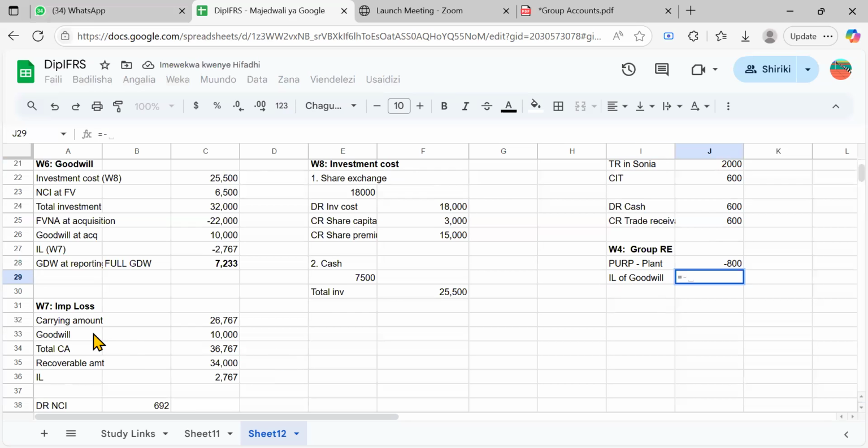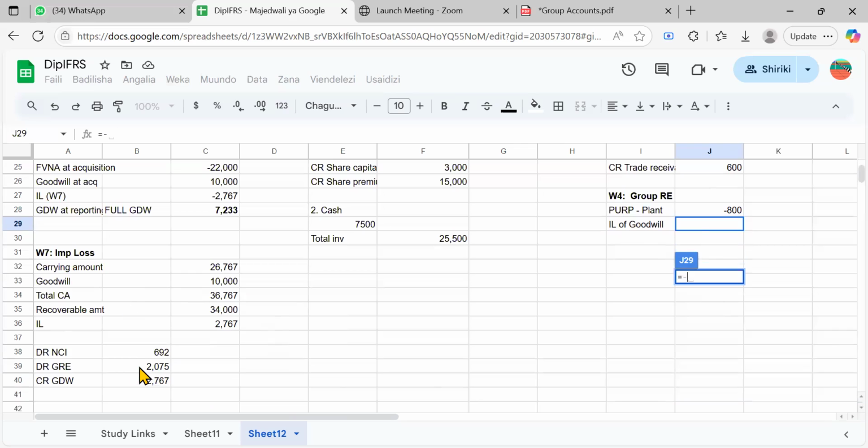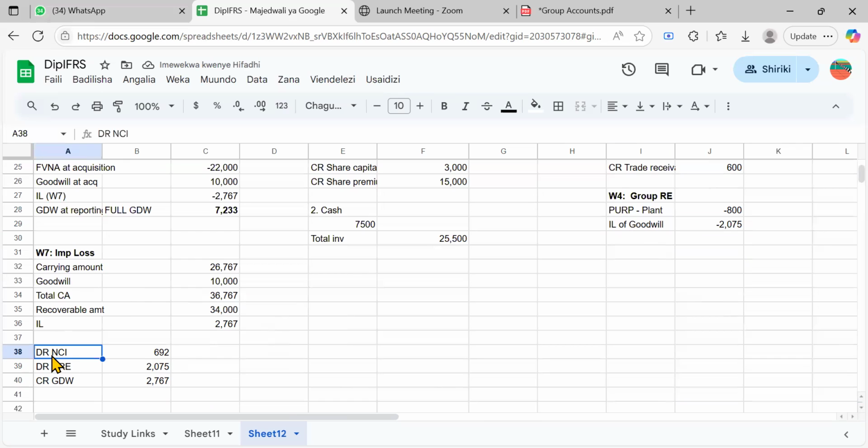How much? Equals to, where did I get it again? Okay, it's here, 2075, right? And then we have to also debit the non-controlling interest. So we could also have a working for non-controlling interest. I could say after working 8, let's say working 9 here. Working 9, and say non-controlling interest.